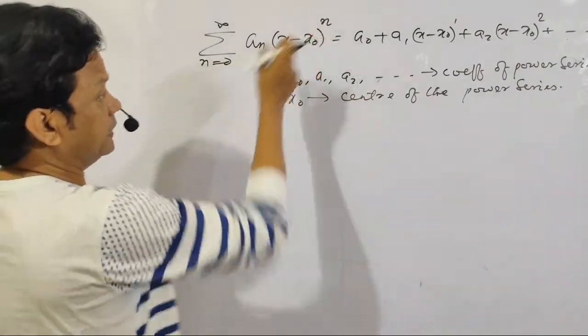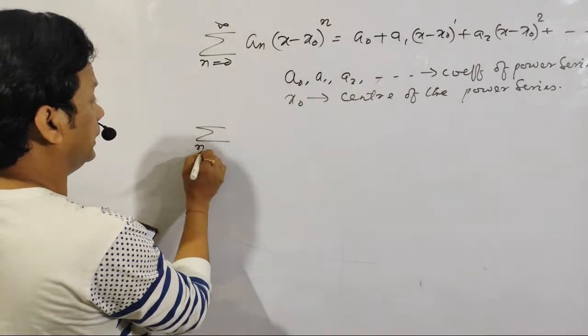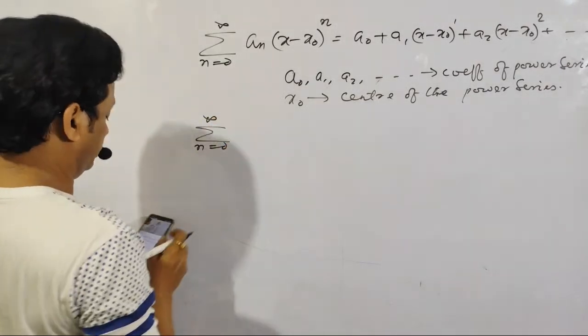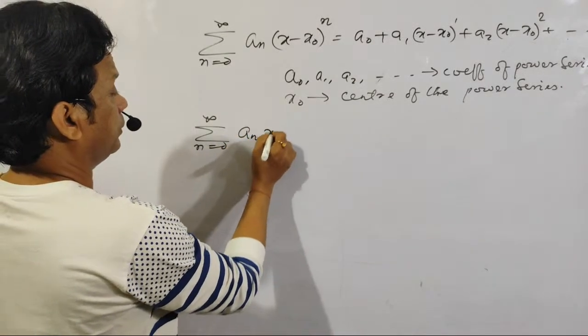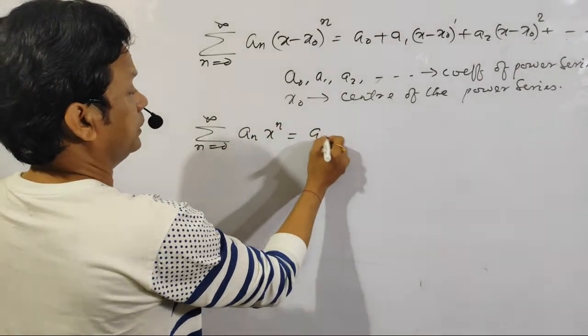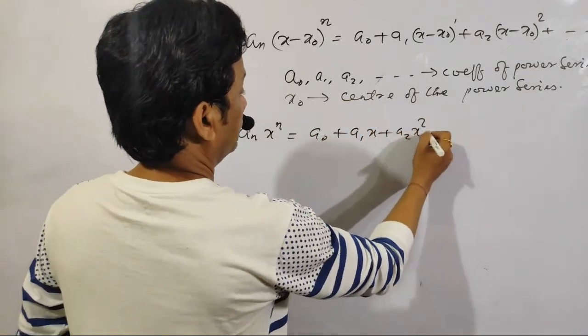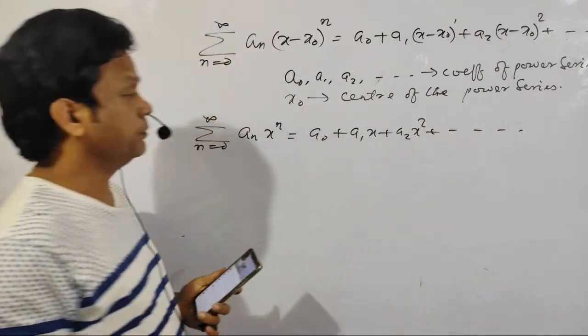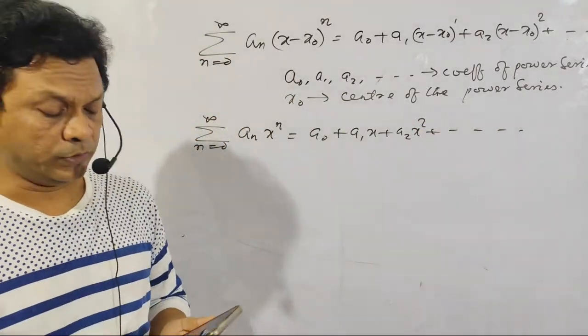And if the center is at 0, then the power series will become summation n is equal to 0 to infinity an into x to the power n. That means a0 plus a1x plus a2x square plus so on. This is the power series whose center is at origin. Okay.